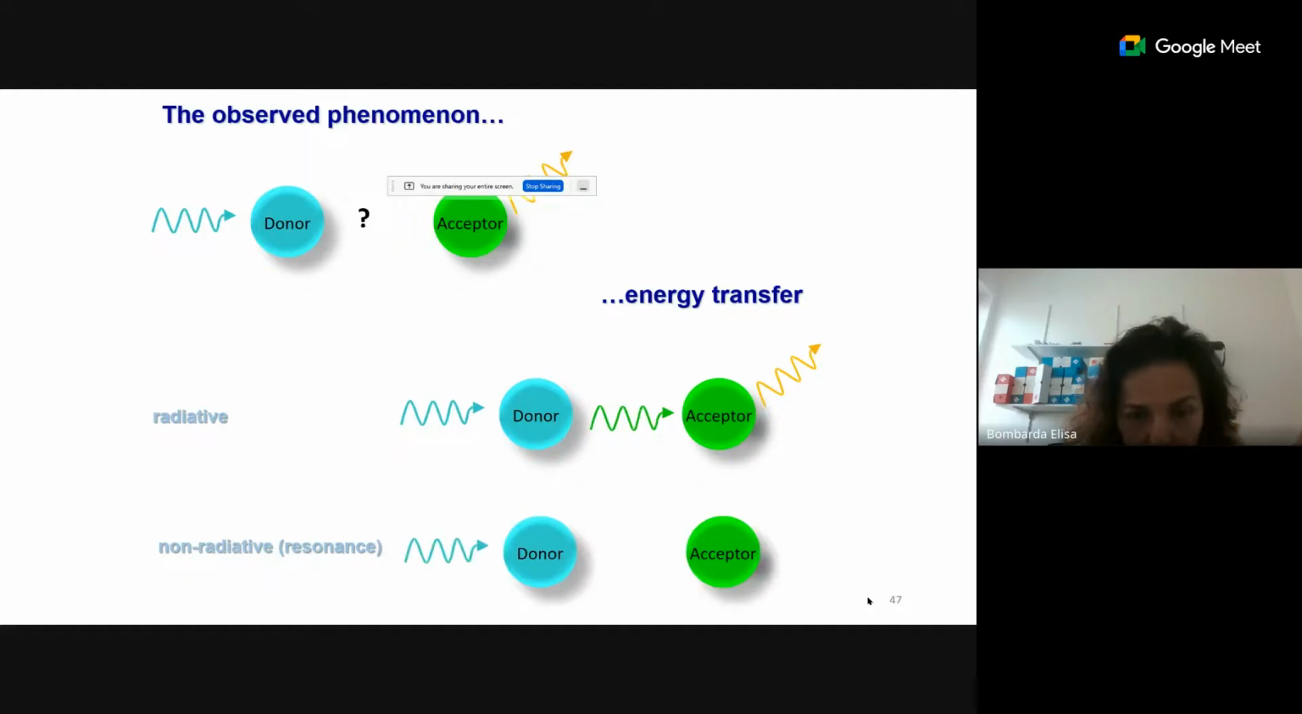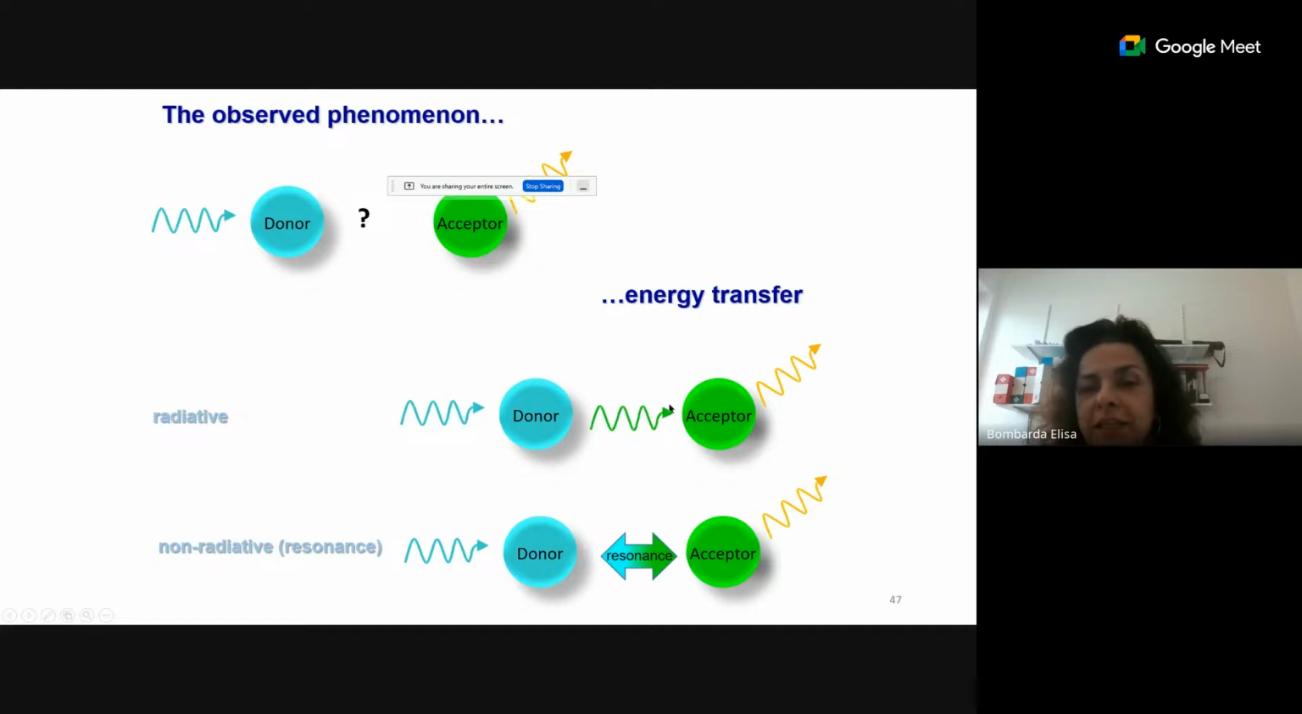That means that the donor is excited, and the acceptor emits, and the transfer is made by resonance. So in this case it is non-radiative. This resonance energy transfer is this second phenomenon. That's why fluorescence in principle is not involved, because the donor is not emitting, so it's not the fluorescence of the donor that is reabsorbed, but the transfer of energy is done by resonance.